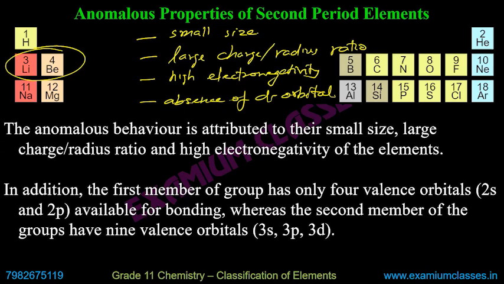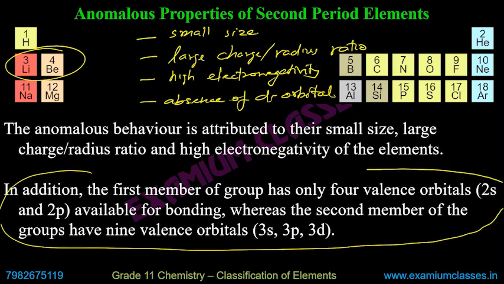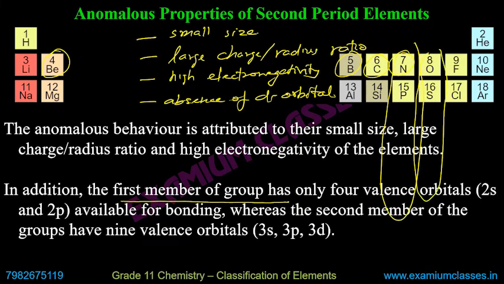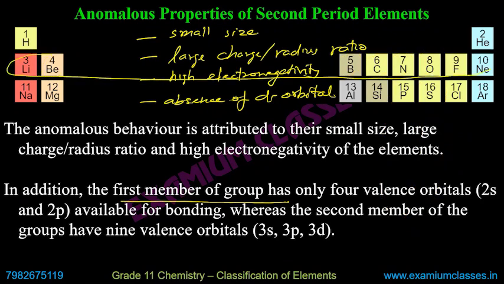Okay. So absence of d orbital is written here basically. So this is actually absence of d orbital. It says, in addition, the first member of the group, which one? Boron, carbon, nitrogen. Of this group, nitrogen is the first element. Of this group, oxygen is the first element. Okay. So first element means we are talking about the second period normally.